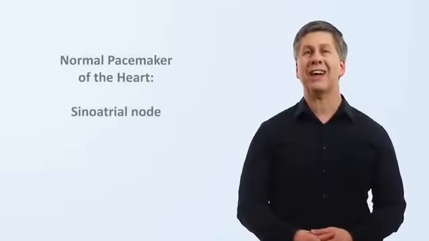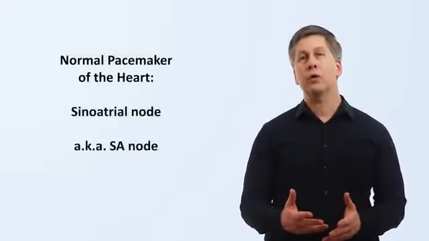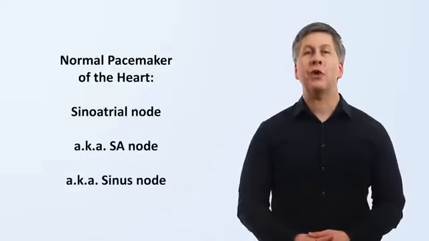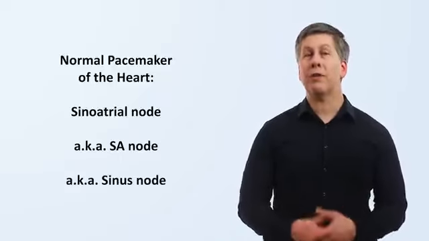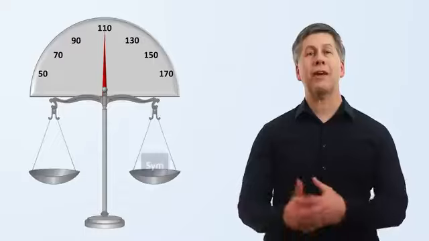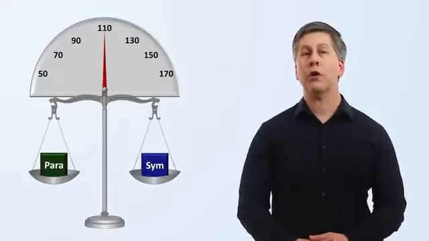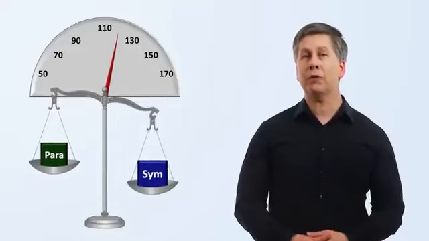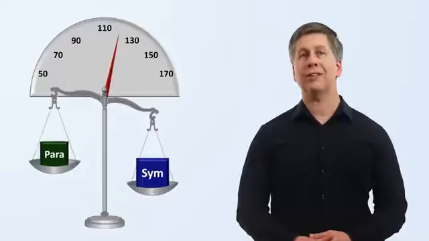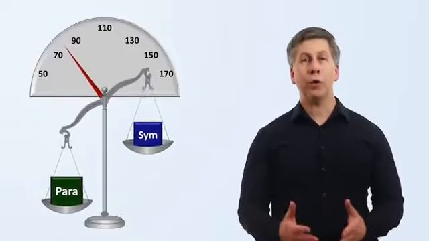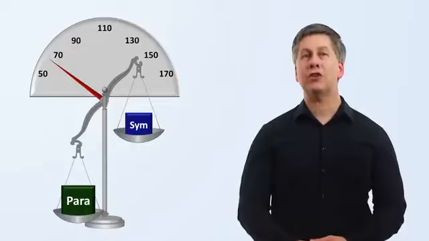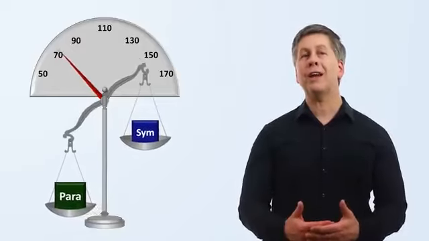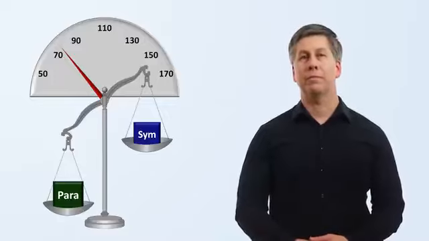Electrical impulses normally originate within a specialized tissue called the sinoatrial node, SA node, or sometimes just sinus node. It's located in the superior posterior aspect of the right atrium. The frequency of these impulses is governed by a balance between the sympathetic and parasympathetic divisions of the autonomic nervous system. The sympathetic nervous system tells the SA node to fire more frequently, while the parasympathetic nervous system tells it to fire less frequently. In normal, healthy adults, the balance between these two results in a resting heart rate between 50 and 90 beats per minute.